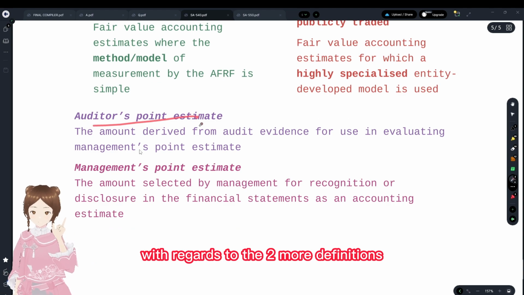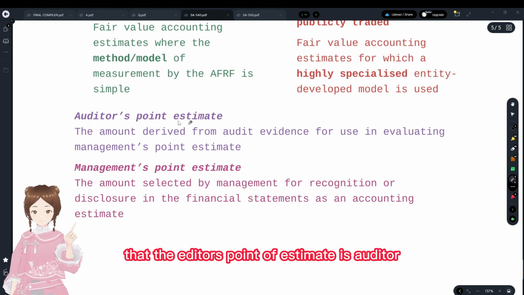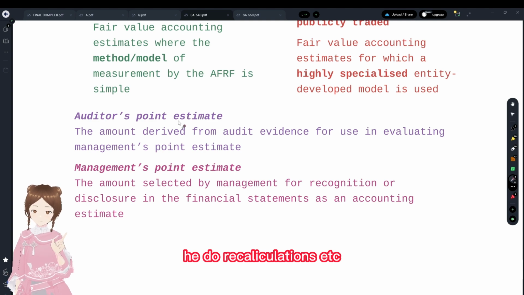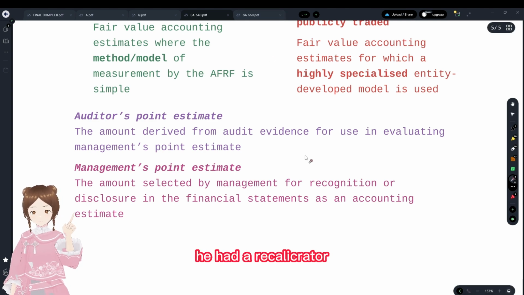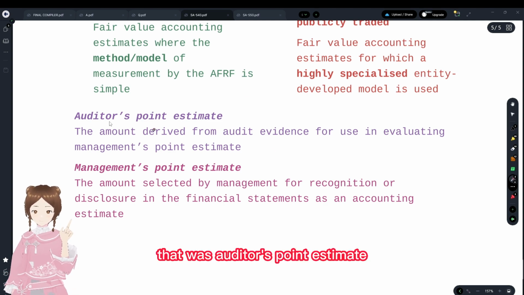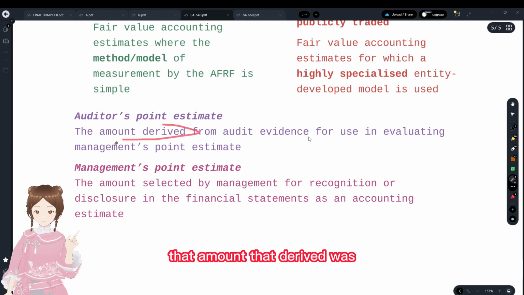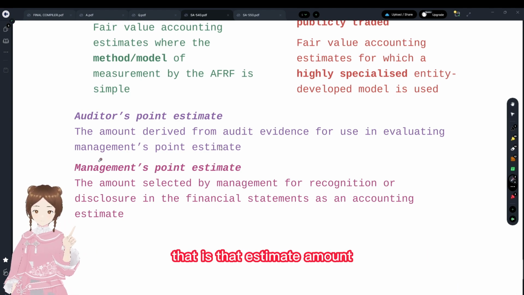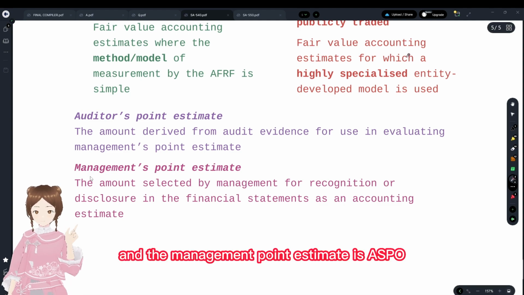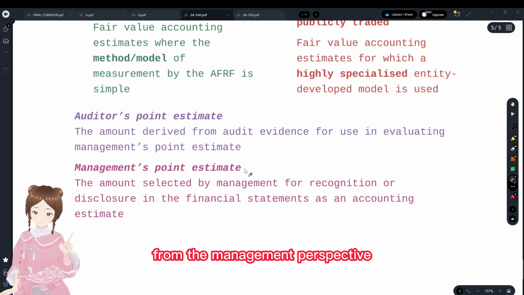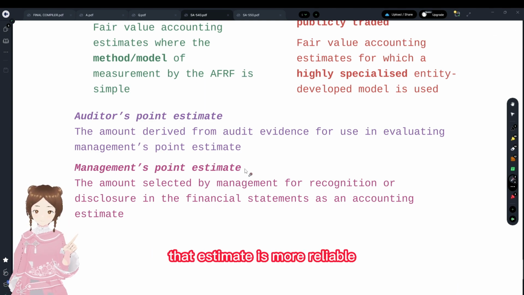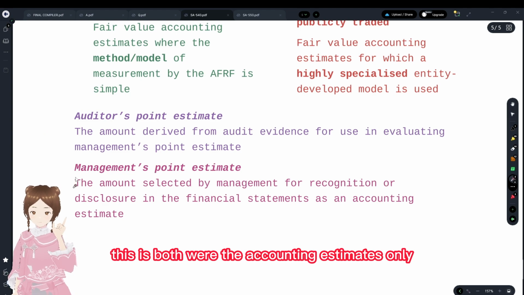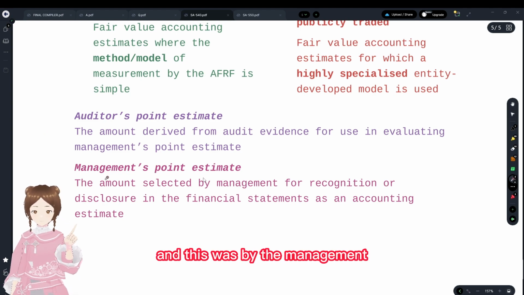With regards to two more definitions, the auditor's point estimate: how does he obtain sufficient appropriate audit evidence? He does recalculations, etc. In that recalculation, he recalculates some accounting estimate, and that is the auditor's point estimate. That amount derived in evaluating management's point estimate is the auditor's estimate. That is, the estimate amount that the auditor thinks would be fine, and the management point estimate is from the management's perspective, the monetary amount that is more reliable. Both are accounting estimates only, but one was calculated by the auditor and the other by the management.